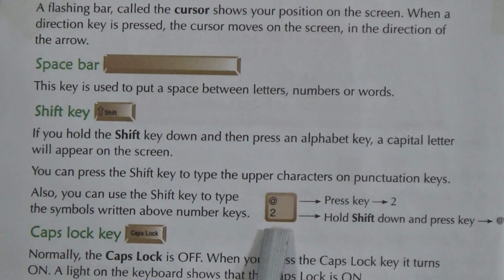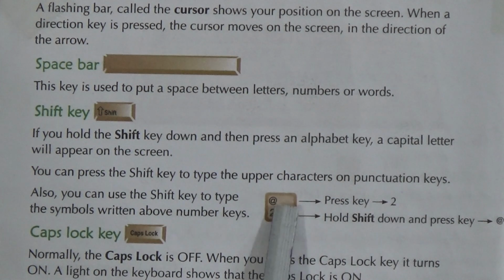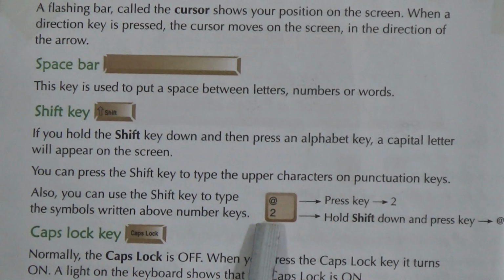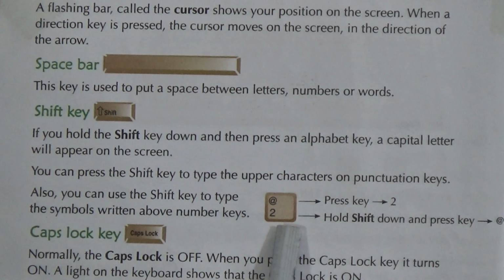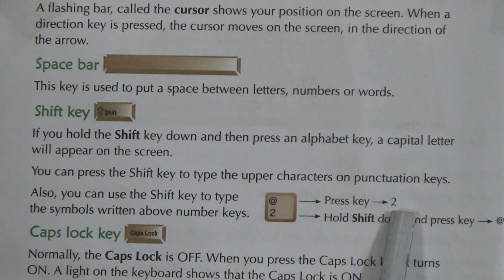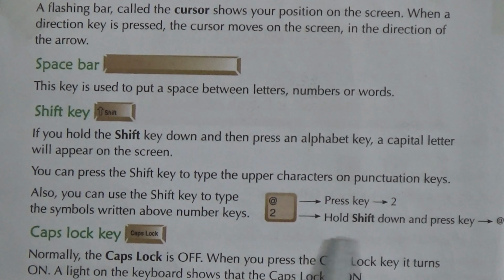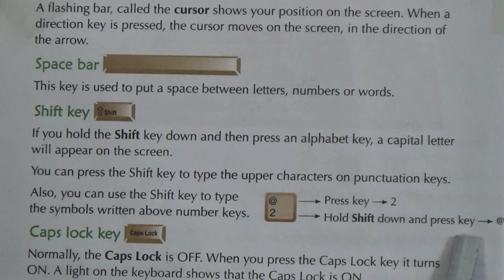See here, in the number keys, you have special symbols above the numbers. So if you want to type those symbols, you can use the shift key as well. Look here, if you just simply press this key, you'll get 2, and if you hold the shift key down and then press the key, you'll get the symbol at the rate.